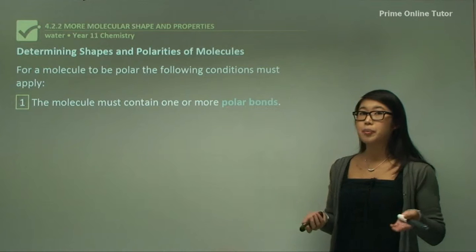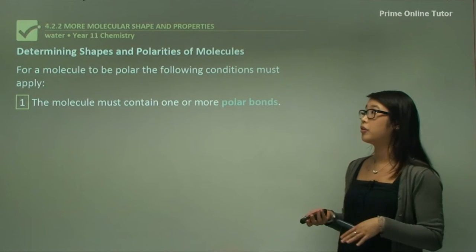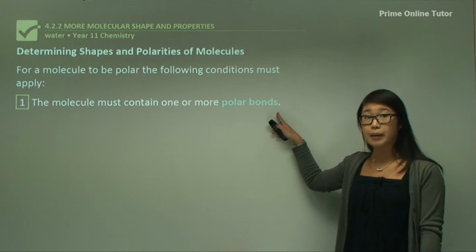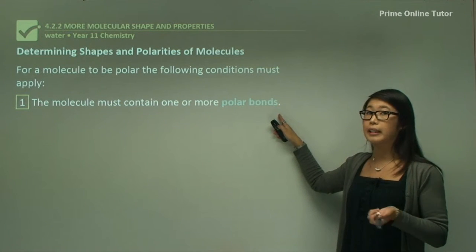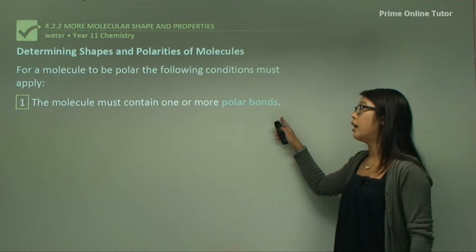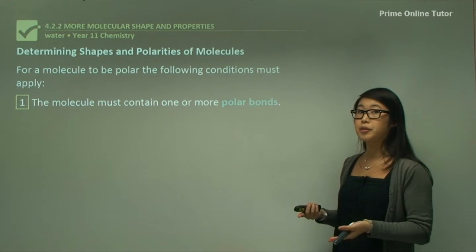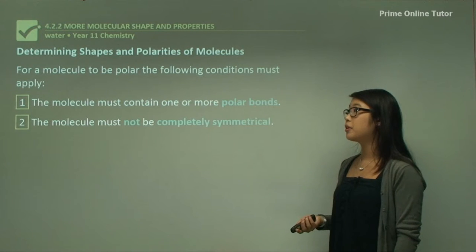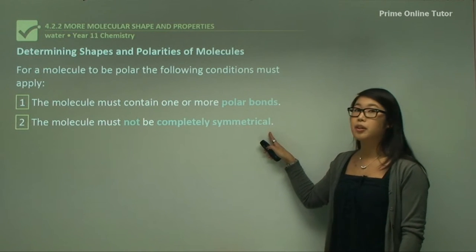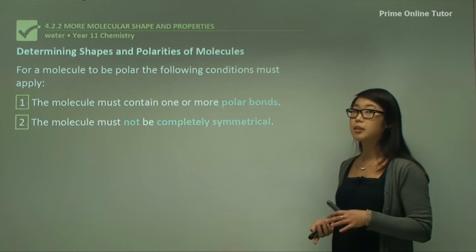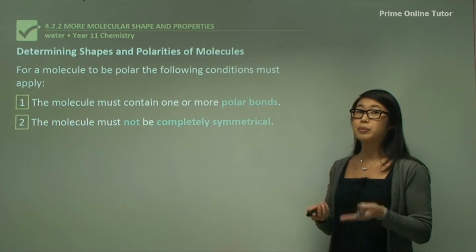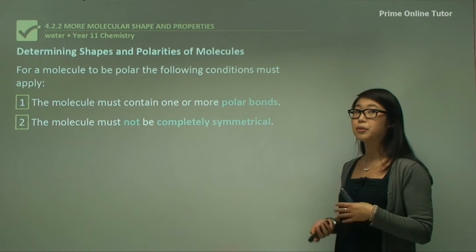To determine if the molecule is going to be polar or not, we need to look at two things. The first is whether there are going to be any polar bonds or not. That's when we look at the electronegativity of the atoms, and then decide whether the bond is going to be a dipole or not. So that's the first one. Number two, we look at whether the shape of the molecule is symmetrical or not. If it's symmetrical, then it's going to be non-polar. If it's not symmetrical, then it can be polar.